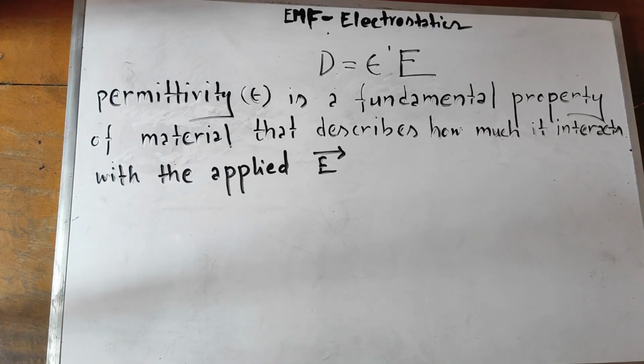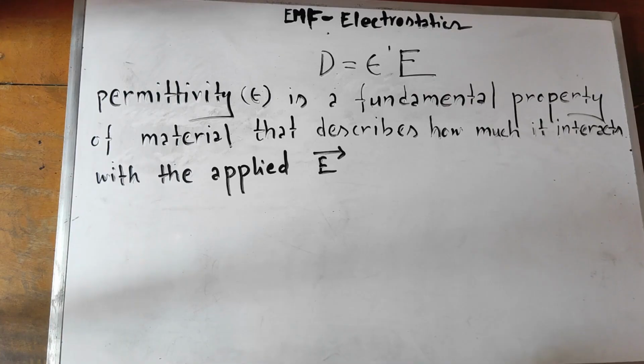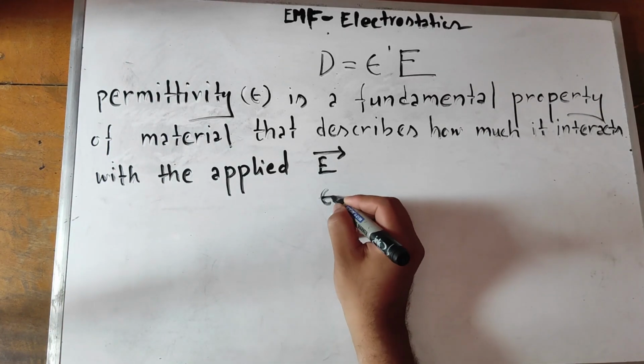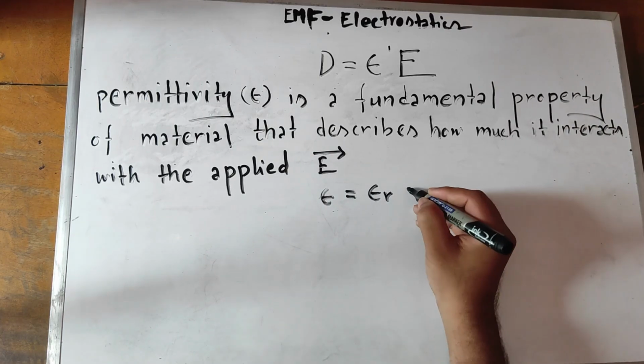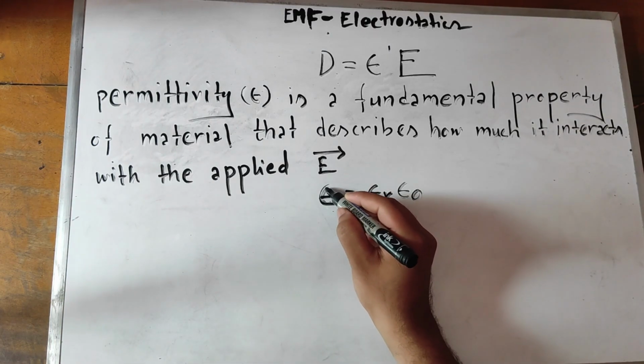So the permittivity describes how much electric field can build up in a material, or how much electric field is resisted in the material. So epsilon or permittivity quantifies how much charge can be polarized or rearranged in a medium or material. So it is a very important term, and the permittivity is expressed as this.